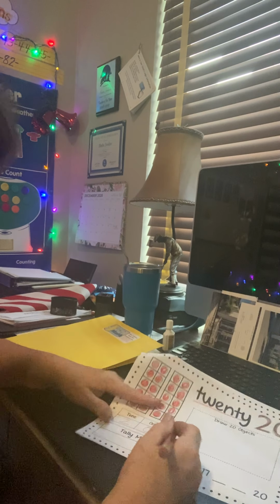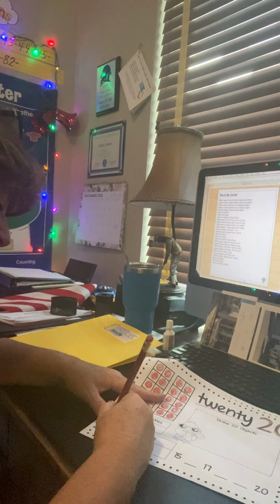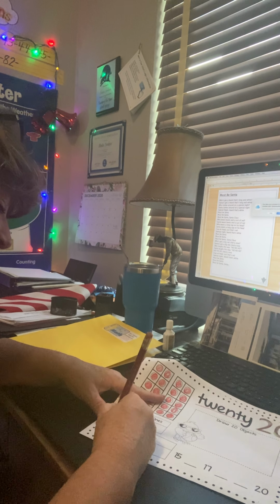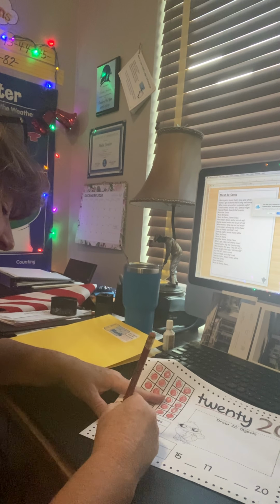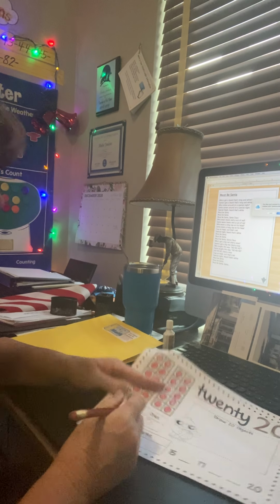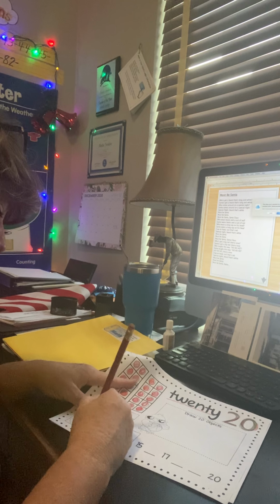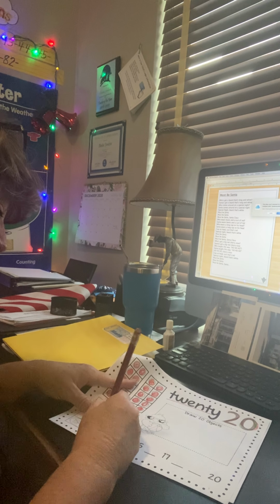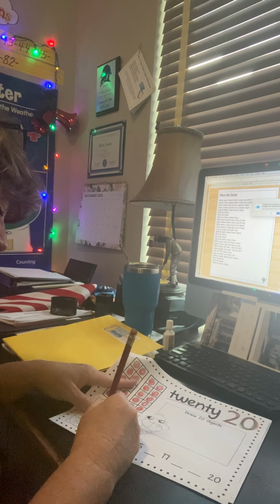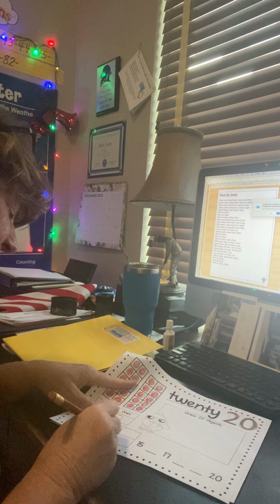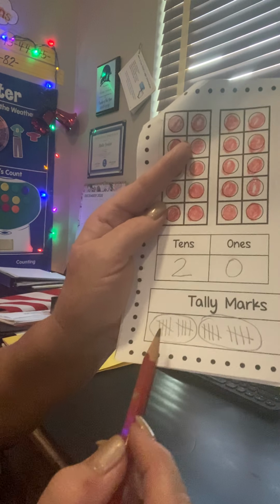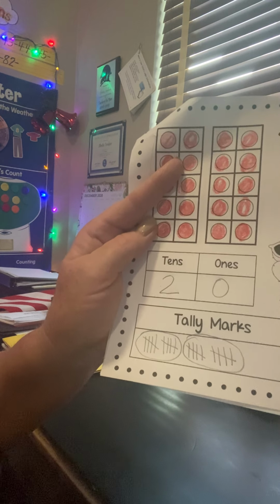Tally marks. Oh, this should be easy. We're going to do 2 groups of 10. 1, 2, 3, 4, 5, 6, 7, 8, 9, 10. I got to go really fast because you guys are good at tally marks, aren't you? 5 and 5 is 10. 11, 12, 13, 14, 15, 16, 17, 18, 19, 20. I don't know if you guys can do it that fast. Okay, you don't have to do it that fast. I got 10 and 10 is 20.